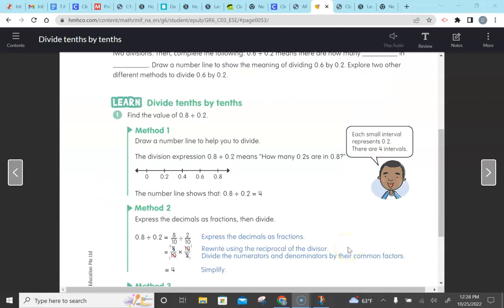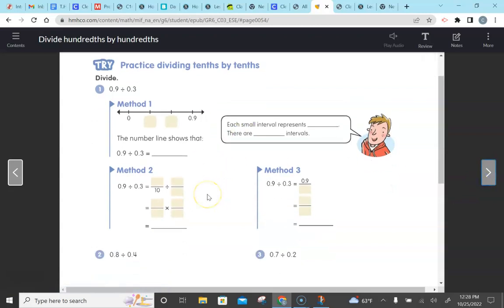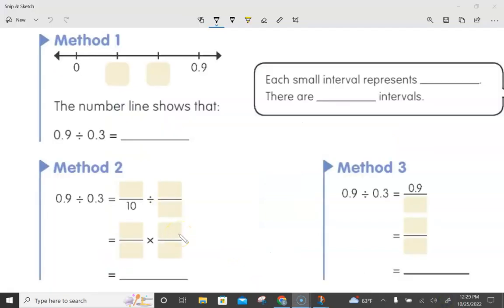Okay, now we're going to move on to dividing tenths by tenths. All right, so we're going to flip over to page 138, and we're going to work through this problem on page 138. So let's go ahead and get there now. So we're going to take a look at method 2. We have 9/10 divided by 3/10. So we're just going to change those decimals into fractions. So we have 9/10 divided by 3/10. We're going to keep, we're going to change, we're going to flip. 9/10 times 10 over 3.